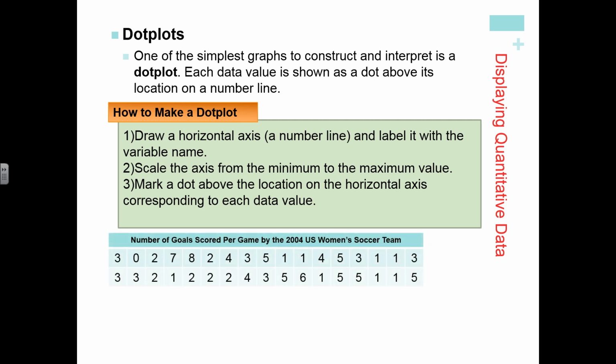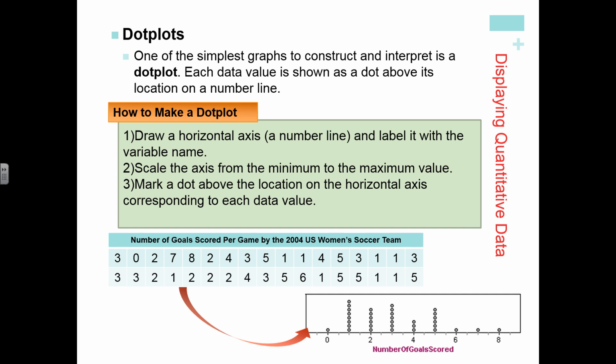Very easy. So for example, here we have the number of goals scored per game by the 2004 women's soccer team. So I'm going to create my dot plot by creating a horizontal axis down here. And I split up my dot plot nice and even, so I have 0, 1, 2, 3, 4. You don't have to skip the way they skipped, but you can definitely do it to spread your stuff out a little bit more. Notice that I also labeled my horizontal axis number of goals scored, and then I placed my dots.